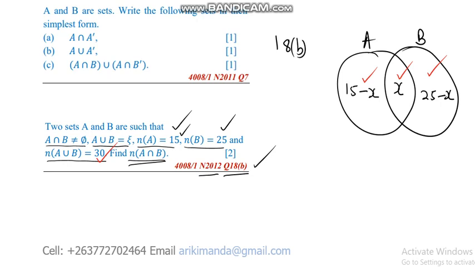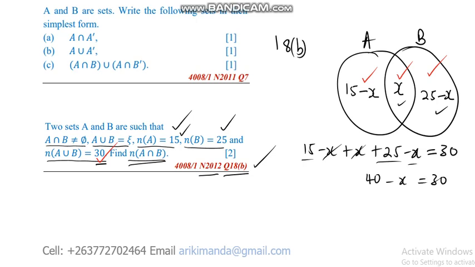So we're going to form an equation. We're going to say 15 minus X plus X plus this part here, which is 25 minus X, all should give us this 30 here. Let's solve. Minus X plus X, we get a 0. We remain with 15 plus 25, that's a 40. 40 minus X is equal to 30. Let's bring like terms on their own, numbers on their own.